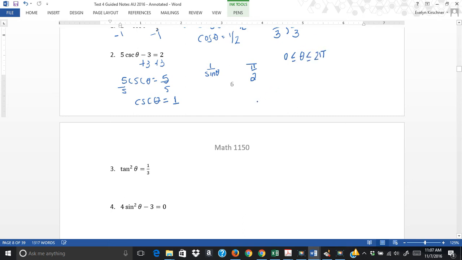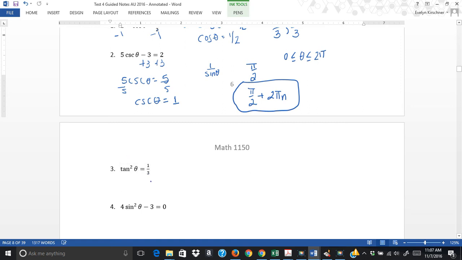Now what if I was looking for all theta, wherever? Well, then I know it's pi over 2, plus every 2 pi. So plus 2 pi n, because I can keep on adding. If I were looking at all solutions, it would be plus 2 pi n, because with a period of 2 pi, it would always be 1.